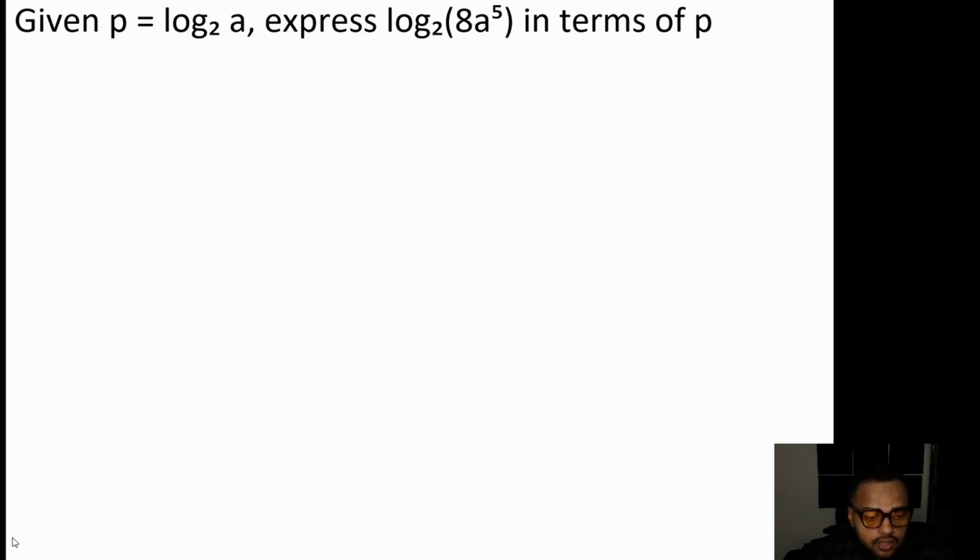So they have given us that given p equals log a base 2, express log of 8a raised to the power 5, base 2, in terms of p. So we need to express this in terms of p. Okay, let's do it. Log of 8a raised to power 5.